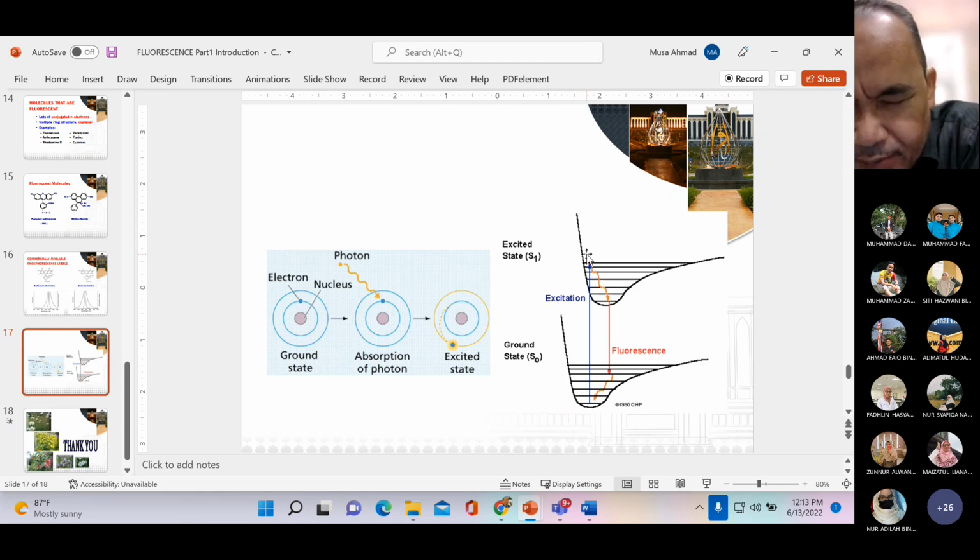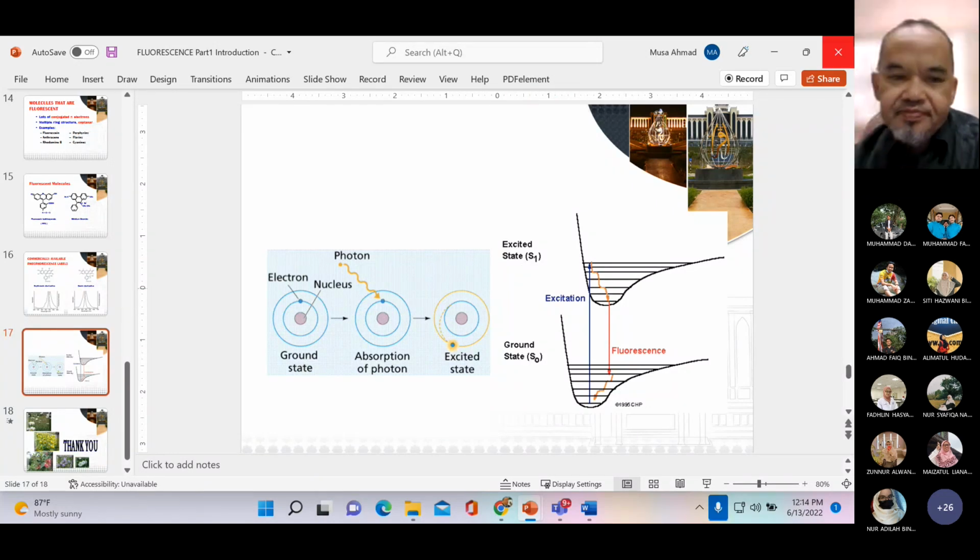Then, because of some movement in the molecule, some of the energy will be released into the surroundings as heat. If the line is wavy like this, curving, it shows this is not emission, this is heat. Meaning the energy is released as heat. And then finally, the energy will be released in the form of fluorescence. They are going to emit the fluorescence from the excited singlet state to the ground state.